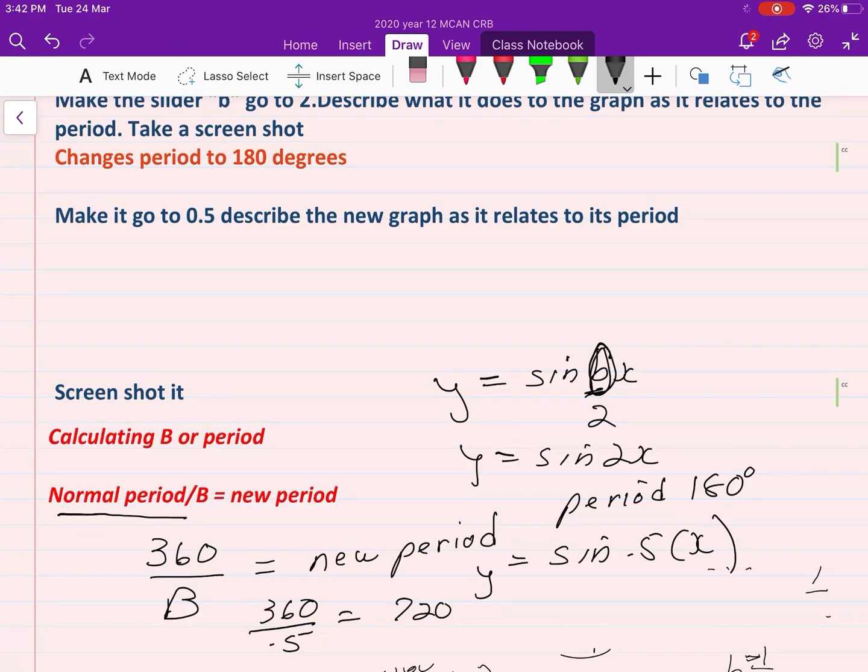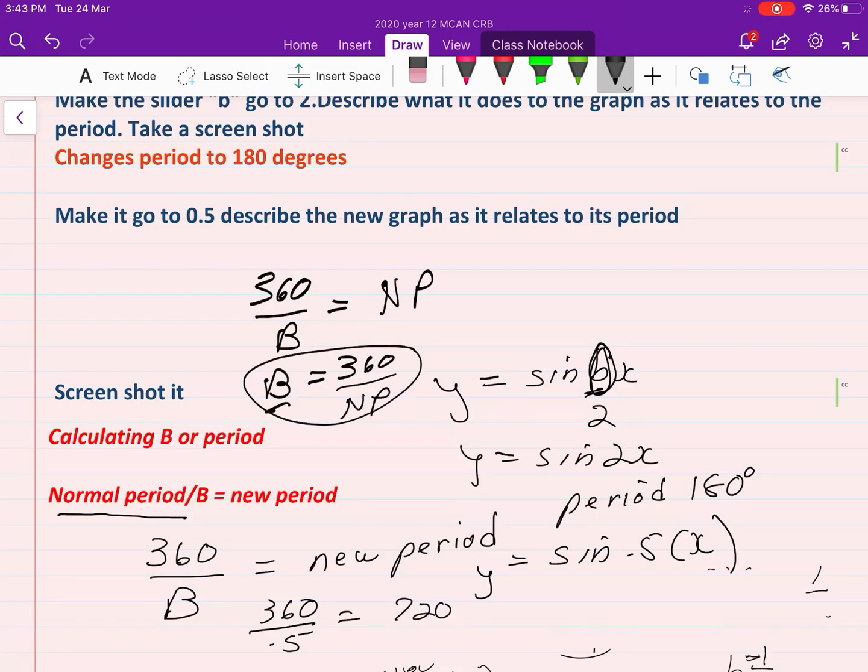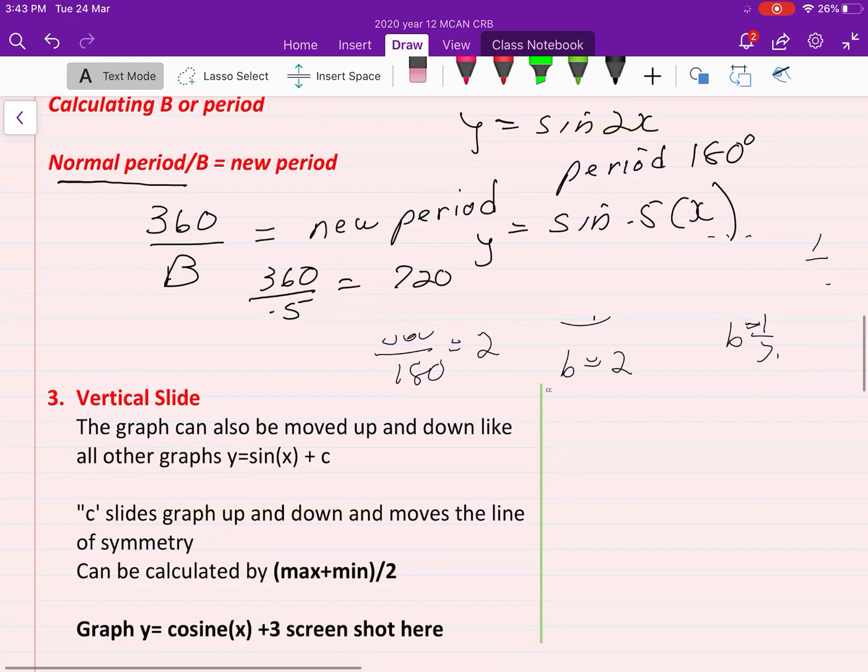Now, more than likely, you're not going to know what b is. So if you know what the new period is, so if 360 divided by b is equal to the new period, then if we need to find b, you just rearrange the formula, and you go 360 divided by whatever the new period is. That would be the calculation for giving you b. So when you need to find b, you simply take 360 and divide it by whatever the new period of the graph is. We're going to see where that comes into play when we're creating graphs and so on.